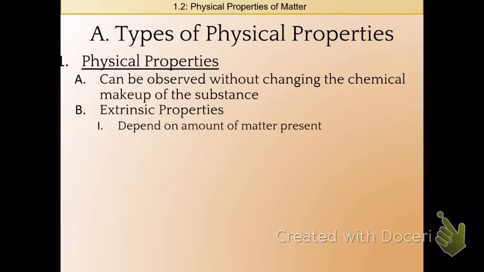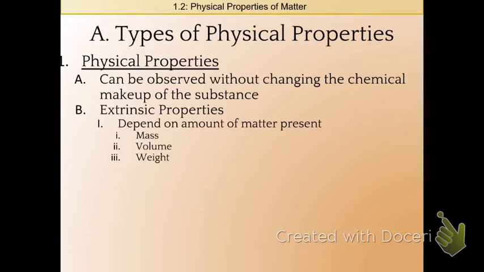The first type is an extrinsic physical property, which depends on the amount of matter present. And so these are going to be like mass. Obviously, more mass, then that's going to change the property, right? Volume. Okay, that depends on the amount of matter present. Usually if you have more volume, you have more matter. And let's see, weight. That depends on the amount of matter present.